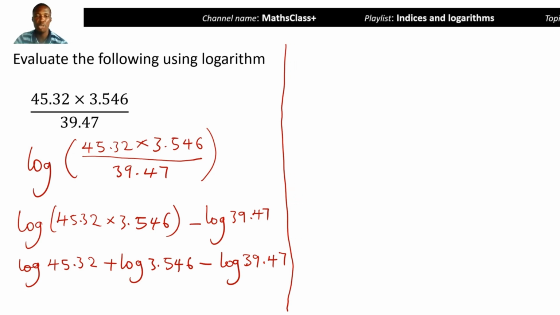We are supposed to use logarithm. That is why we have introduced logarithm. And we are using logarithm to break it down, to simplify, and then to get a final answer. So I hope this is okay by you. Good. So here we have to find the log values of each of them, and then we do the addition and subtraction as required of us. Okay. So let's take our calculators.